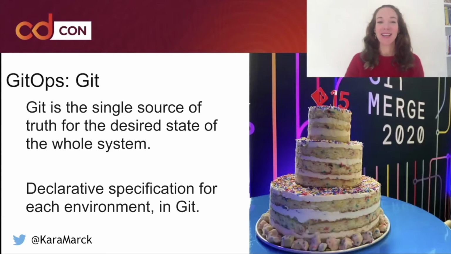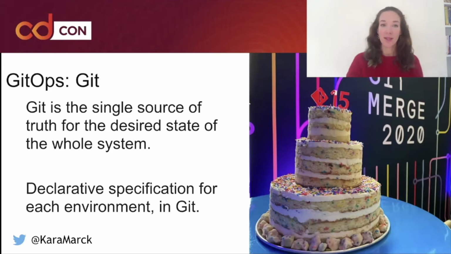GitOps uses Git as the single source of truth for declarative infrastructure and enables developers to manage infrastructure with the same Git-based workflows that they use to manage a code base. This means all infrastructure configuration and application code are stored in Git repositories. Infrastructure as code isn't unique to GitOps, but is foundational for GitOps.